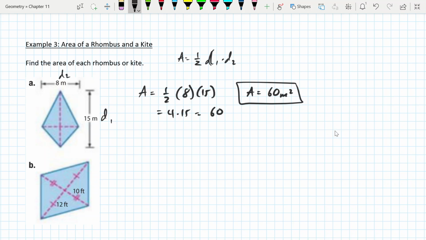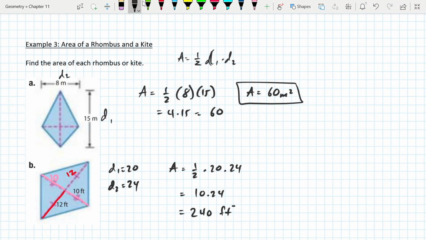For part B, there's a little bit more to figure out. It tells me this bottom left portion is 12 feet long, so the top right portion should also be 12. And then for the bottom right, I have 10, so the top left should also be 10, which gives me the diagonal 1 is 20 feet long, and diagonal 2 is 24 feet long, so the area equals 1 half times 20 times 24. Half of 20 is 10 times 24, that's 240 feet squared.